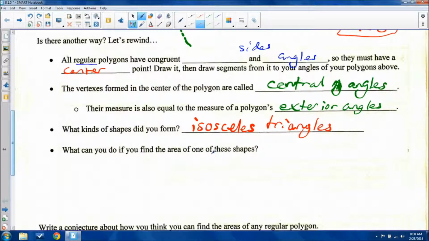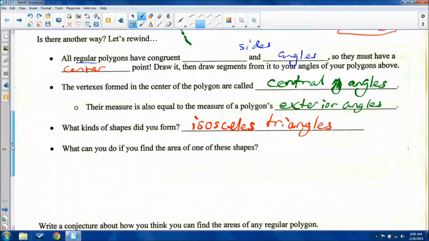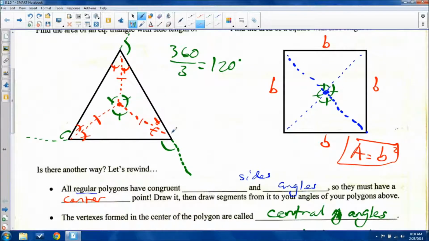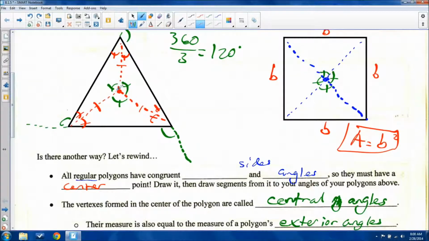Okay, what can you do if you find the area of one of these shapes? And by one of these shapes, I just mean one of the small ones. Oh, by the way, these are isosceles triangles as well. So what can you do if you find the area of one of these shapes? So let's say I found the area of this triangle right here. I'll even give it a blue color. What if I found the area of this triangle? What could I do with that?